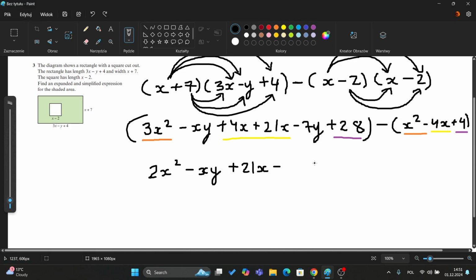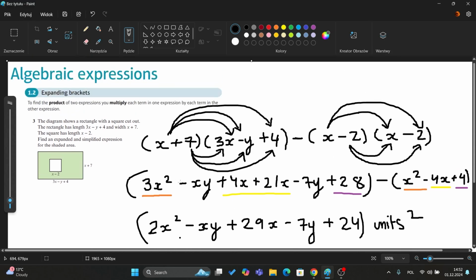I think I made a mistake. So that is actually plus 4x, plus 4x, plus 21x, because minus makes plus. So that is 4 plus 4, which is 8, plus 21, which is 29. So plus 29x. We leave the minus 7y, and we minus the 4, so plus 24. And that is units squared.